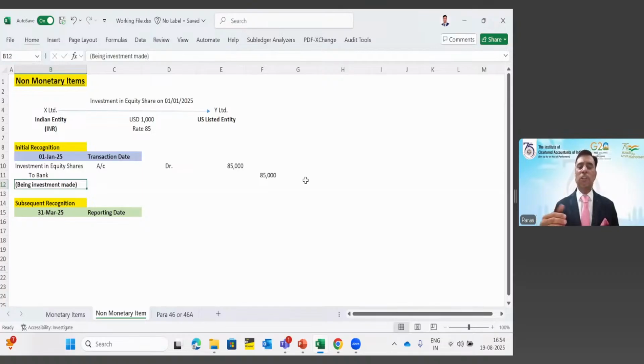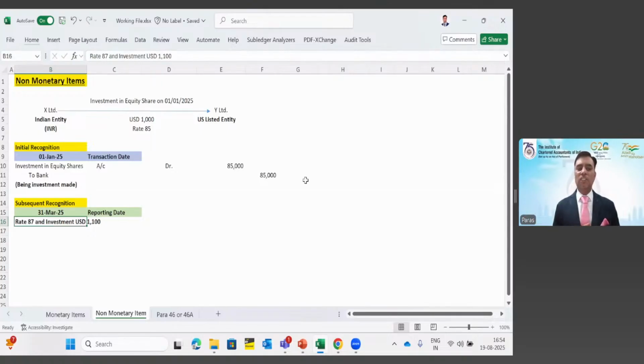Once you have selected this option, you will not be able to reclassify your investment in equity shares to the P&L account, right? So as per the provisions of Ind AS 109, we need to subsequently account for this investment in equity shares at fair value. Whether you want to go for the FVT OCI option or the FVT PL option, it is up to you. But you will have to do the fair valuation on the reporting date. Now, let's assume on the reporting date, the rate is 87. And there is also an increase in your investment. You made an investment of $1,000 and there is an increase of $100 in your investment. So there is a fair value gain as well.